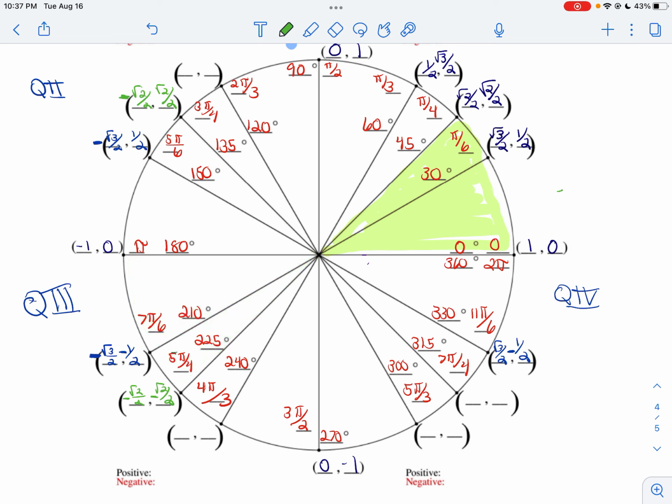Okay, in quadrant 4, I need to find an angle whose reference angle is 45 degrees. And so that is obviously going to be here at 315 degrees. So the ordered pair for 315 degrees is also square root of 2 over 2 and square root of 2 over 2. The difference is in quadrant 4, our y is negative. X is positive.